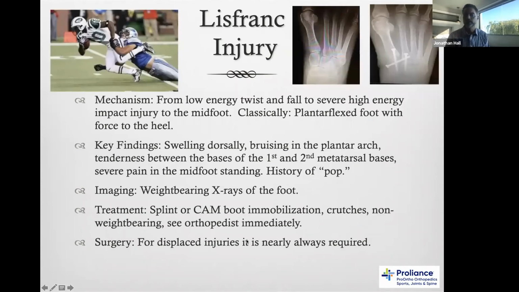The Lisfranc joint is the midfoot joint. That's your arch joint, right? If you think about Lisfranc, the name comes from one of Napoleon's surgeons. That's where they did the amputations way back when, and that's where they named the joint. But don't worry, we're not going to be amputating across the Lisfranc joint for anybody with these types of injuries.